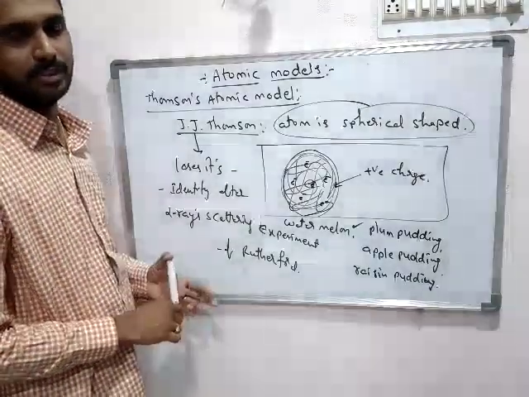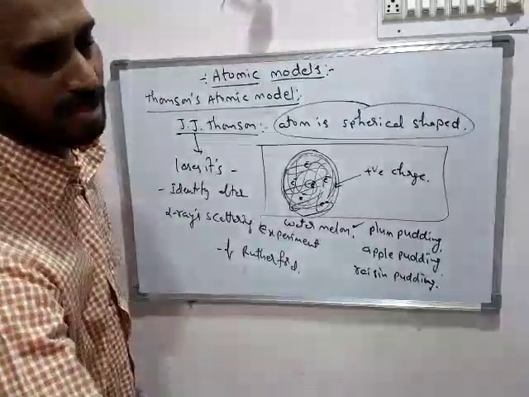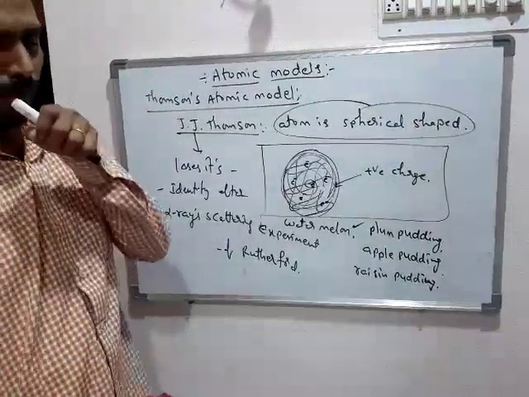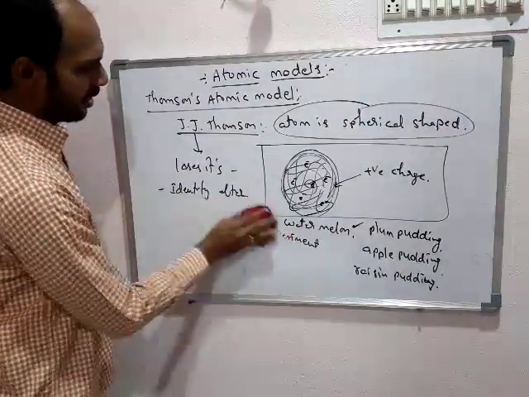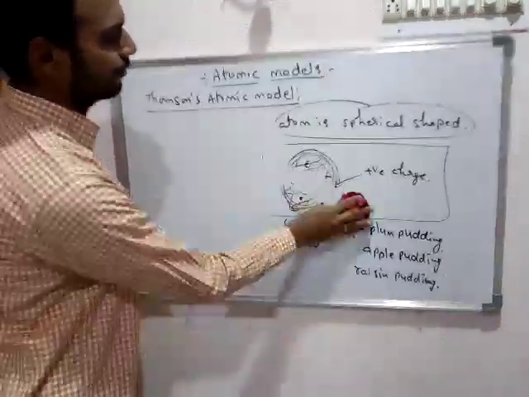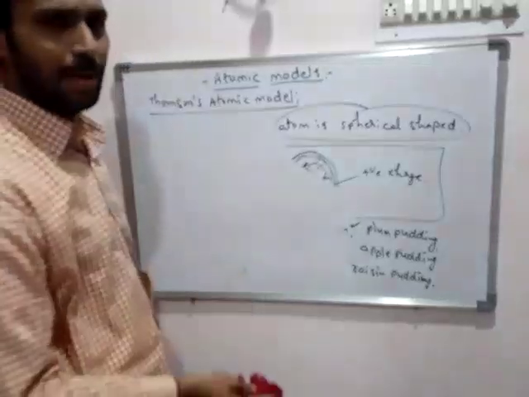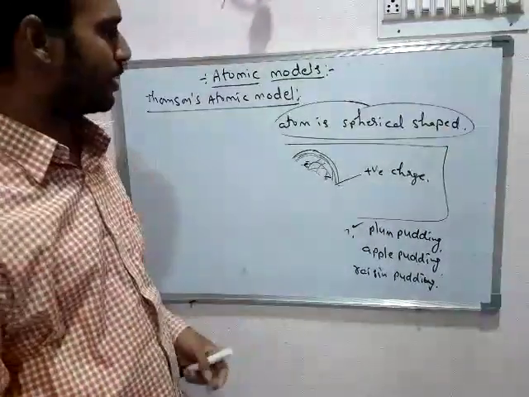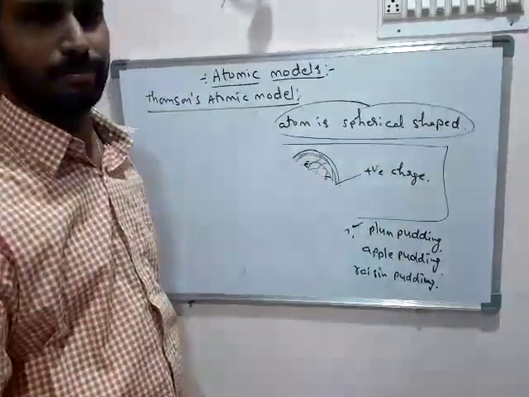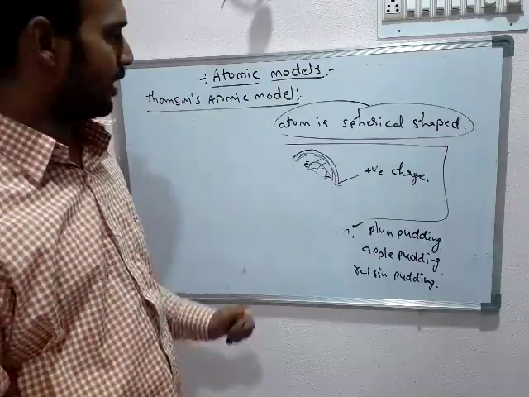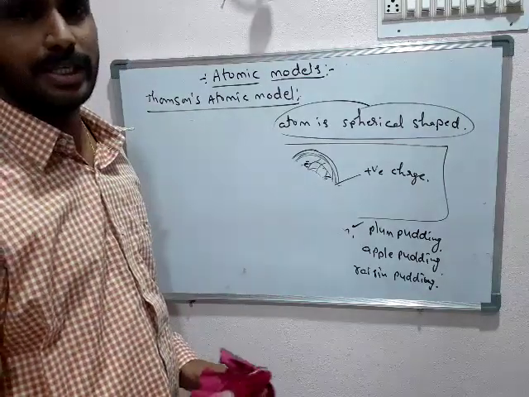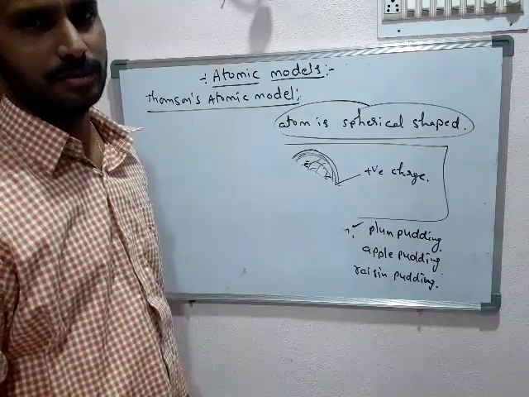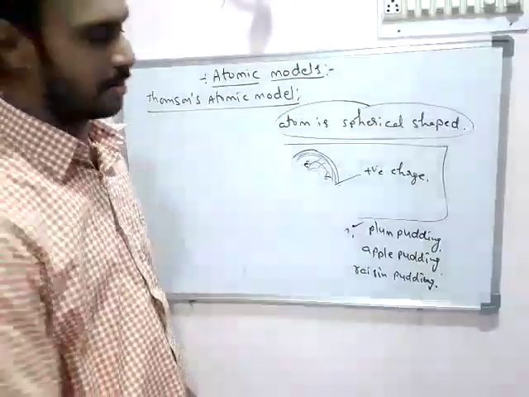Okay, this was J.J. Thomson's atomic model, which was treated as the first atomic model, as it has many drawbacks. The only perfect point is that the atom is spherically shaped. And one more thing: at the time when Thomson gave his atomic model, neutrons had not been discovered, so there is nothing about neutrons.